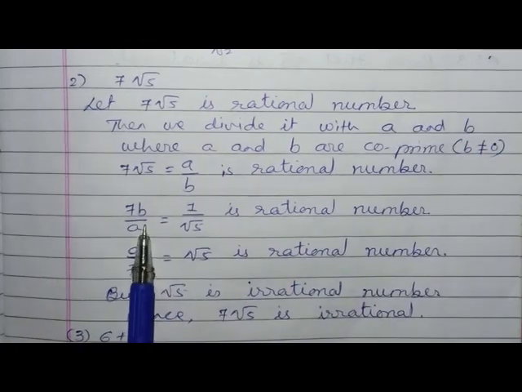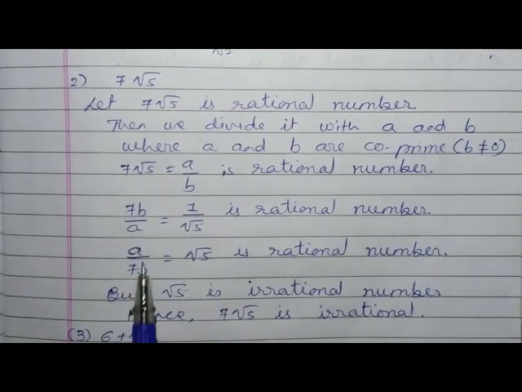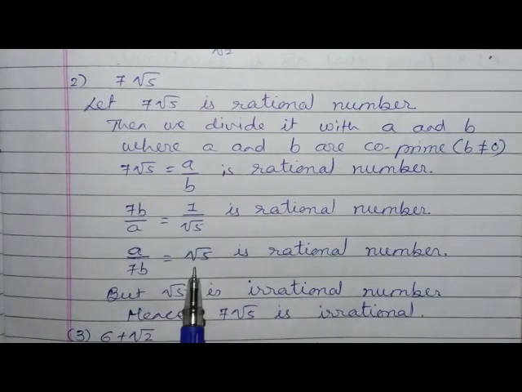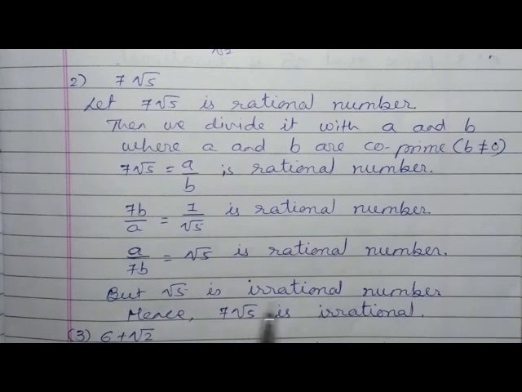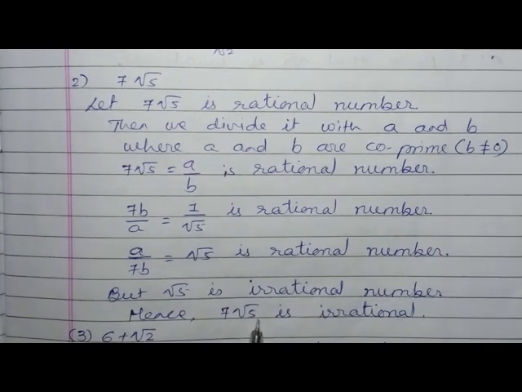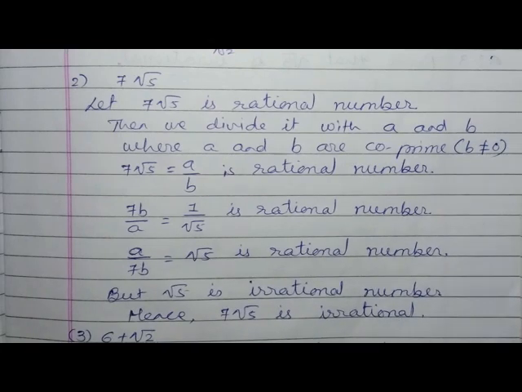Now again we take the reciprocal of both. So 7b by a reciprocal is a by 7b, and 1 by root 5 reciprocal is root 5, which would be a rational number. But we know that root 5 is an irrational number. Hence we prove that 7 root 5 is an irrational number.